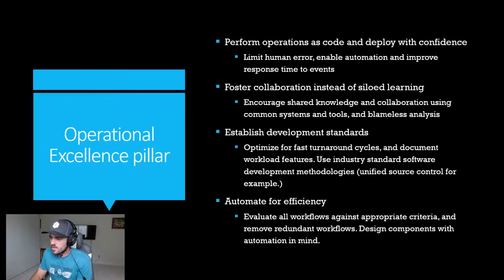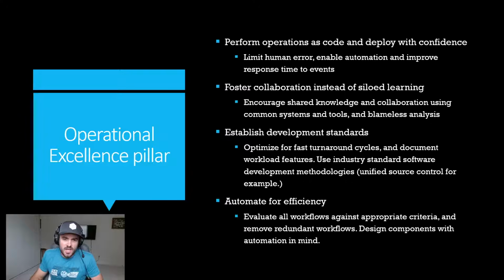Okay. All right. So just to get a little more specific into these pillars, we won't talk too much about them because we got a few things to go over today, but you can definitely use this as a review. So again, you want to try to perform operations as code to allow you to deploy with confidence. So you're going to limit human error by enabling automation, and that will subsequently improve your response time to events that may impact what you got going on. Foster collaboration instead of silo learning, right? So don't just have different departments never talking to each other, trying to work on their own thing. Collaborate, be on the same page.